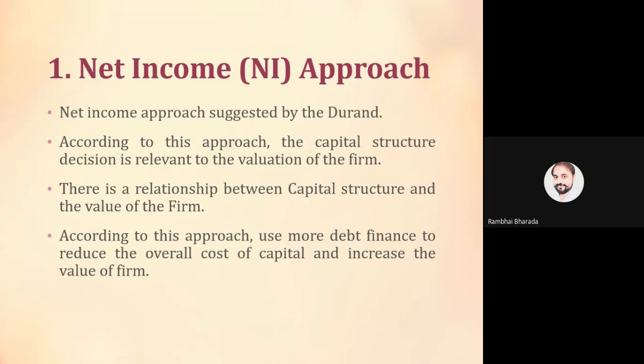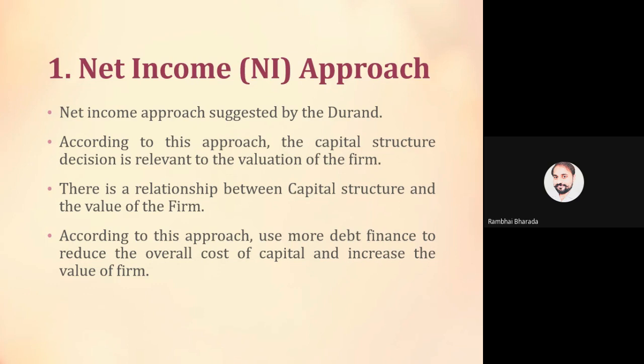Please remember everyone here, these theories of capital structure are divided into different categories. The first category means relevant theories. Relevant theories mean there is a relation between capital structure and value of the firm. And second comes irrelevance theories. According to irrelevance theories, there is no relation between capital structure and market value of the firm.